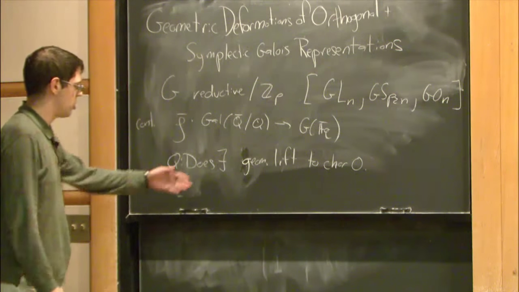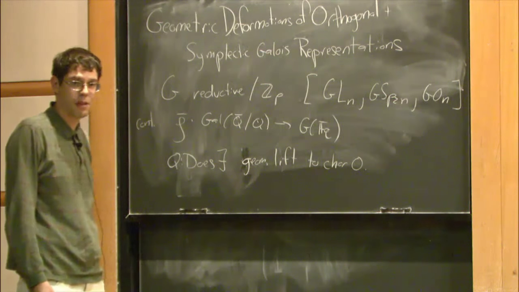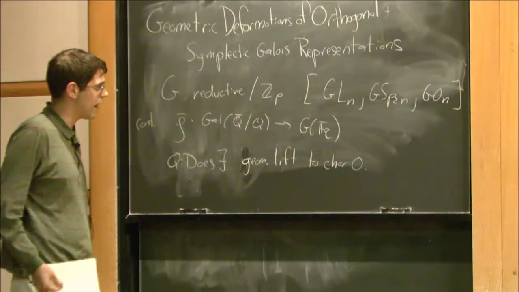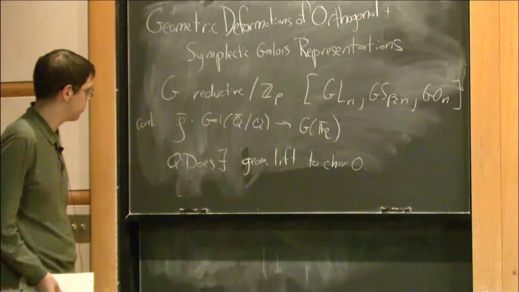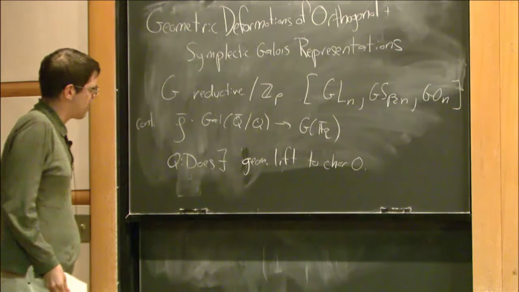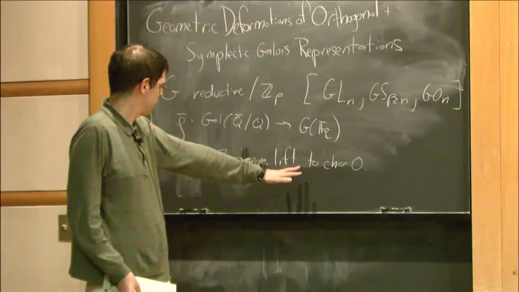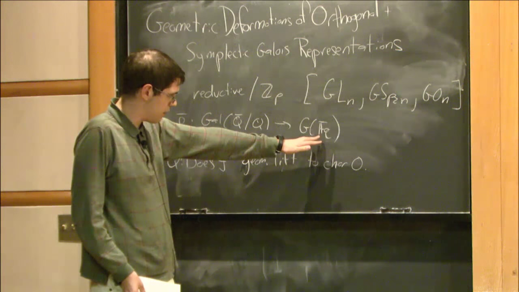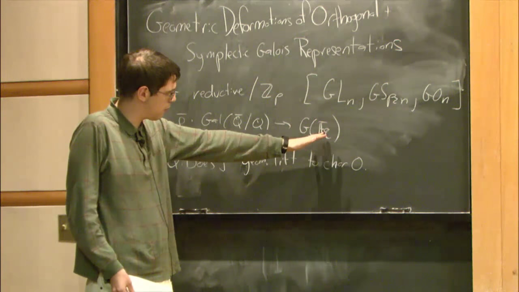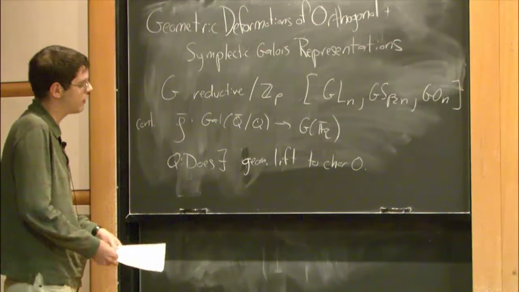By a geometric lift, I mean a representation which is geometric in the sense of the Fontaine-Mazur conjecture. So it's ramified at finitely many primes and de Rham at p. I didn't specify exactly what F_q is, so I could, for example, extend this field. I don't care. I just want some characteristic 0 lift which is geometric.